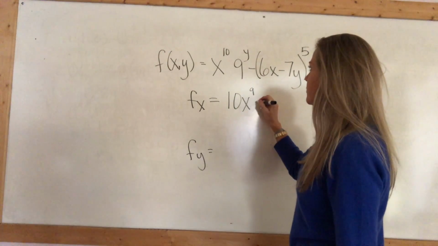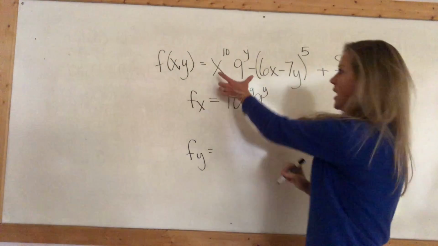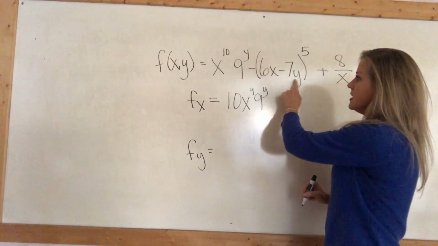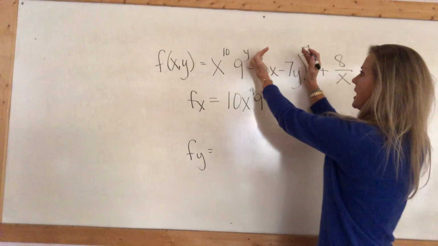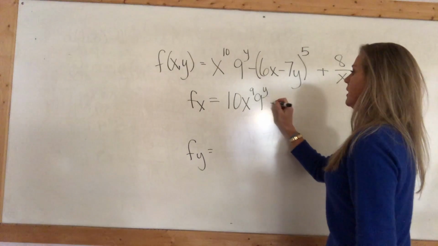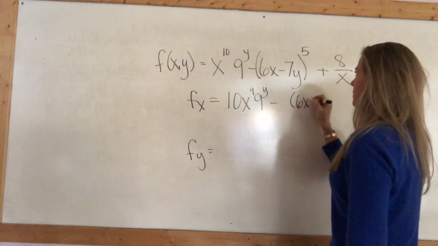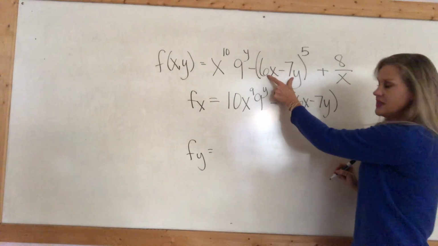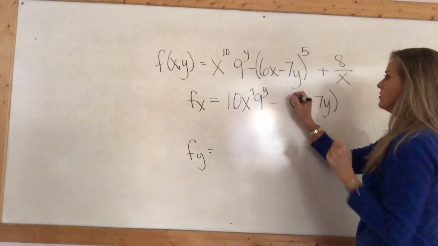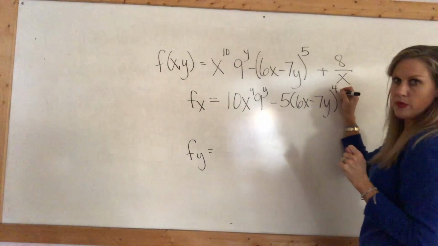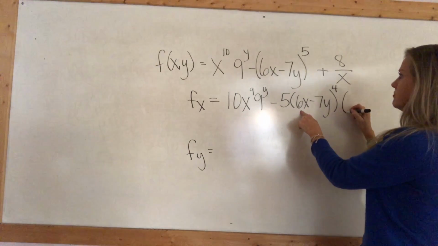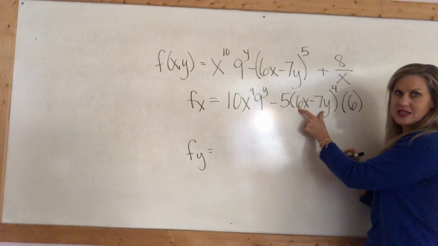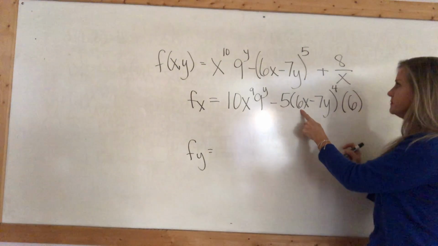10x to the 9th times 9 to the y. Next term, it has an x. It needs to be derived. It has a chain rule. So I will keep the inside parenthesis statement the same while the outside drops and flops. And then I will multiply by the derivative of the inside with respect to x.